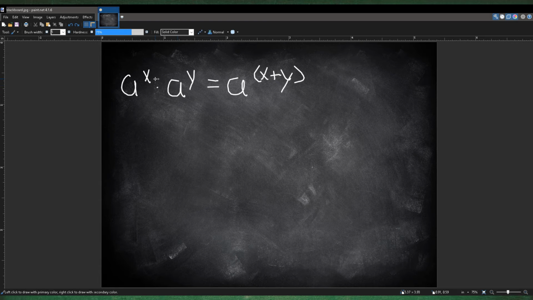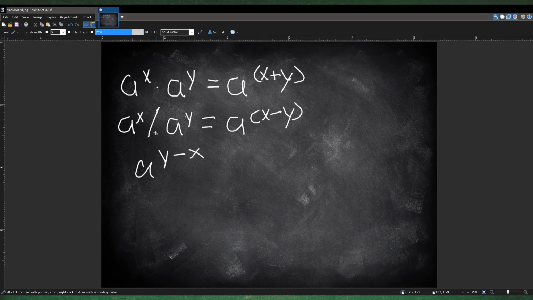Now, if this one is adding, what would you think the dividing would be? If you have a to the power of x divided by a to the power of y, it would just be a to the power of x minus y. Make sure you have the same form, because this is not equivalent to y minus x. X has to be the first one, minus y has to be the second one. You have to keep the order of operations the same. Okay? So that's the division rule.